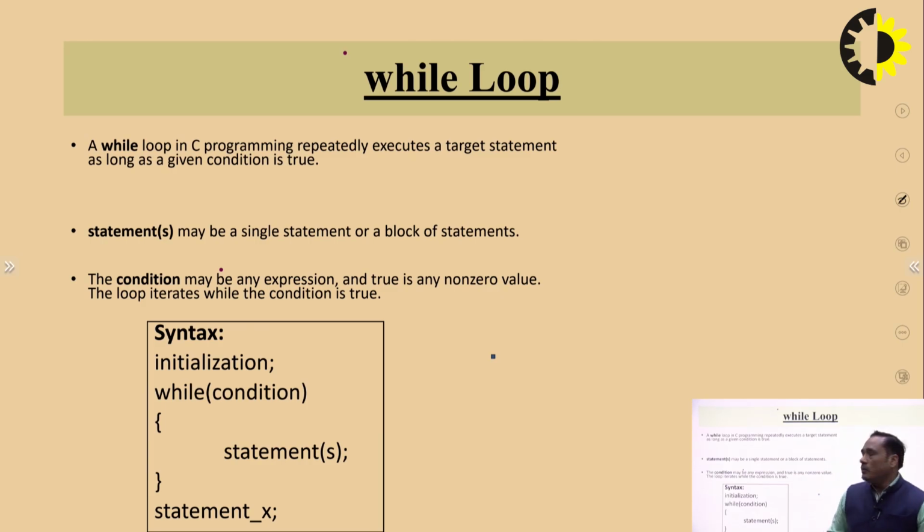Now I am going to discuss the first looping condition, that is the while loop. A while loop in C programming repeatedly executes a target statement as long as the given condition is true. If the condition is continuously true, the while loop is going to execute. If the condition is not true, the while loop is not going to work. So it depends upon the condition. If the condition is true, your loop is working. If the condition is false, your loop is not working.